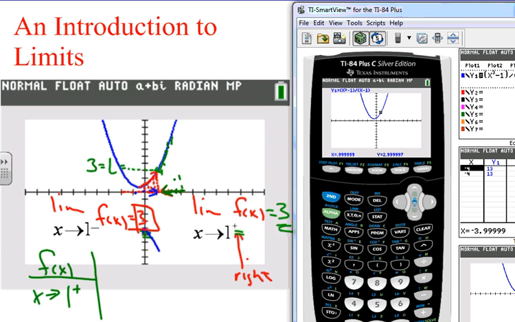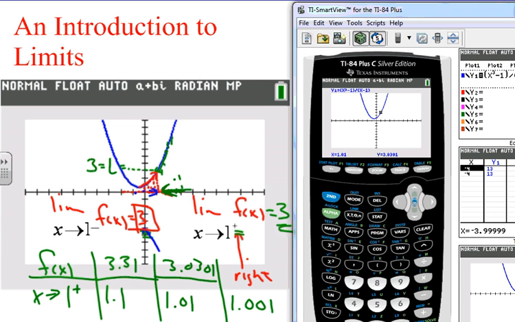Well, a value to the right, as I get closer this way, would be something like 1.1. 1.1 would be a value you can plug in there. So I'm going to go over here and enter 1.1, and I can see that it's 3.31. Well, a value that's even closer, I can plug in like 1.01. You plug that in there, and what we have is 3.0301.